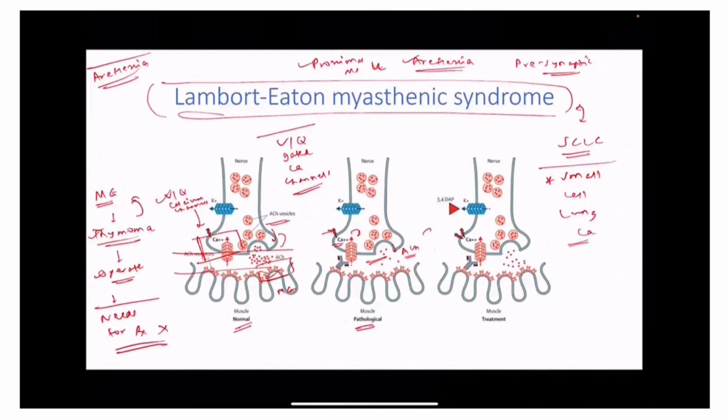100% of the times, if they want to grill you, they will grill you on SCLC mainly, if you know SCLC, and if you know the concept that there is areflexia in Lambert-Eaton. Whereas vis-a-vis in myasthenia gravis, there is no areflexia. In myasthenia gravis, there is only muscle weakness, but reflexes are normal. But in Lambert-Eaton, the reflexes are also gone.